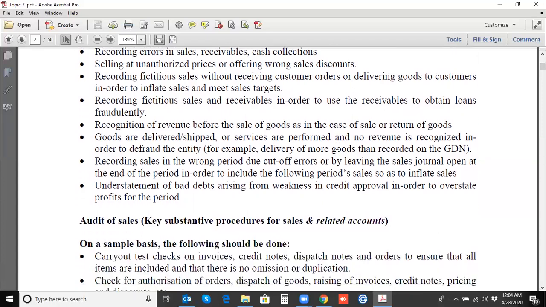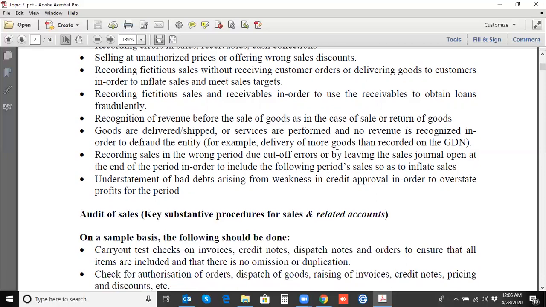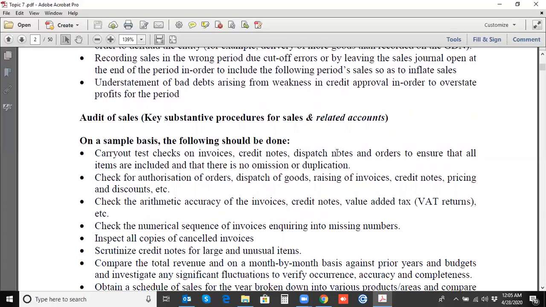So let's look at some of the procedures that the auditor can carry out to make sure that the sales figures that have been recorded are exhibiting all the assertions for the statement of income and expenditure or the statement of profit or loss and other comprehensive income. One, you can carry out tests on invoices, credit notes, and dispatch notes to ensure that all of them have been recorded and there's no omission or duplication. Now, how do you do this?